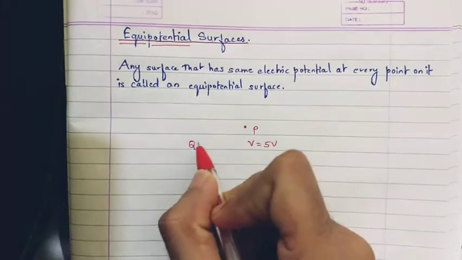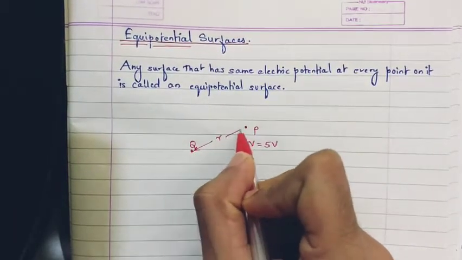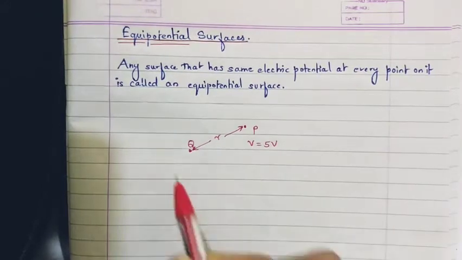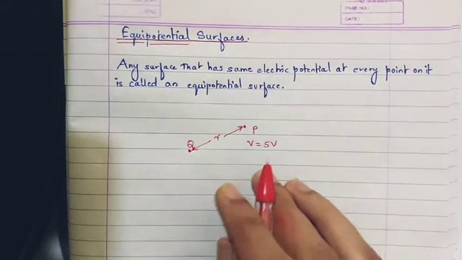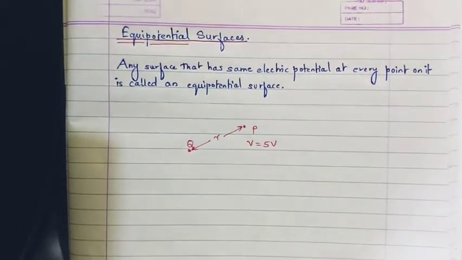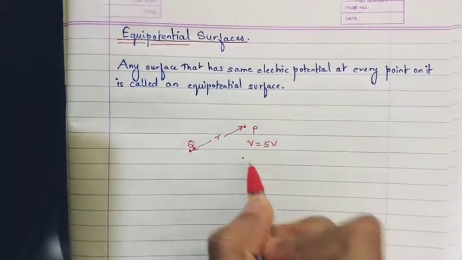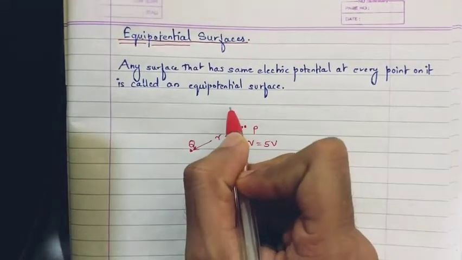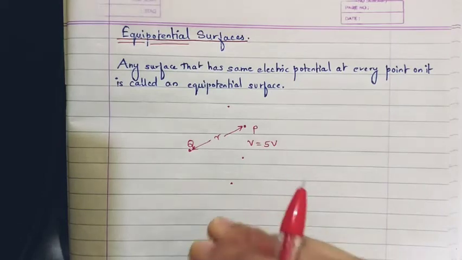Let us also consider that this point P is at a distance of R from the source charge which is producing this potential. So will there be only one point which has 5 volt potential from this charge? Definitely not. There will be plenty of points around this charge which have the same potential of 5 volt. Let's say one more point is over here, one more point is over here. So where will these points lie?